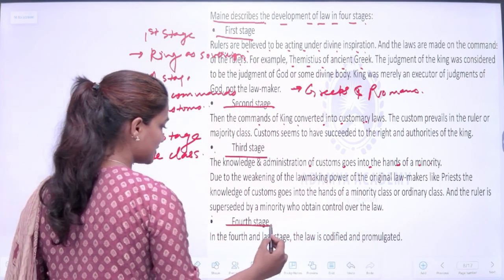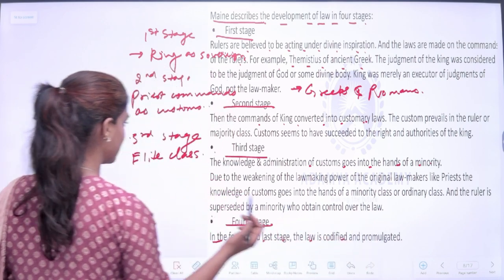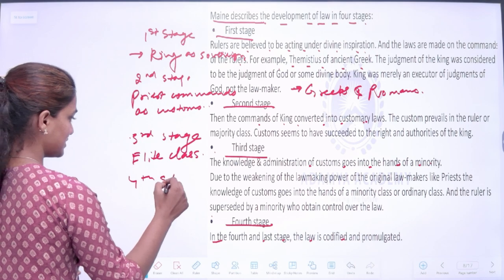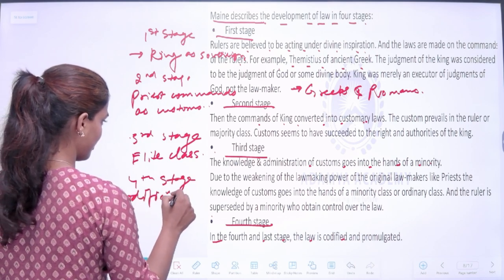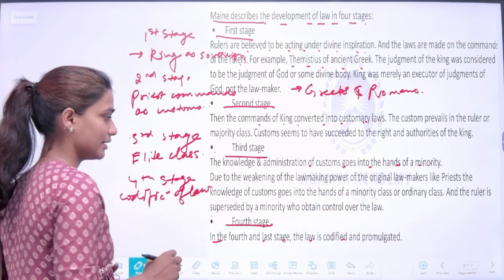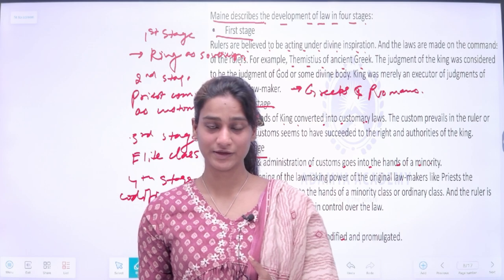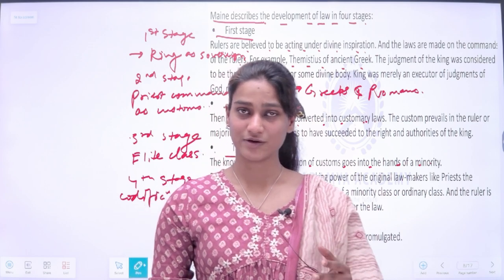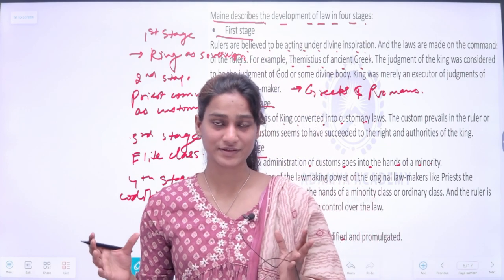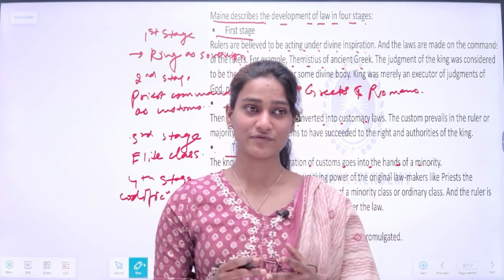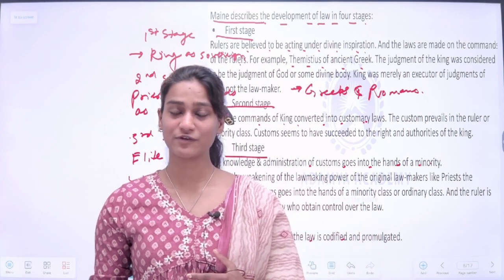Then the fourth stage. In the fourth and last stage, the law is codified and promulgated. Fourth stage, codification of law. Then a need was felt that the law should not only be a customary law, it should actually be codified in order to have a written law which is free from all bias. So this is the stage where the codification of law took place.